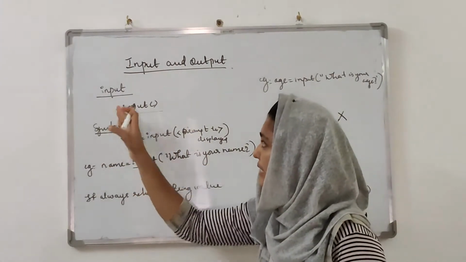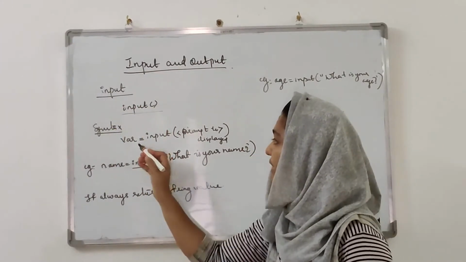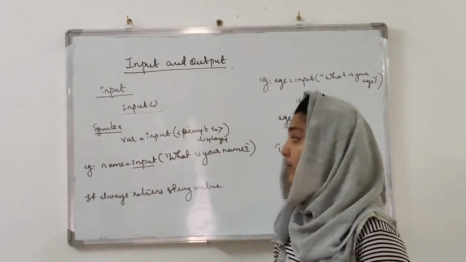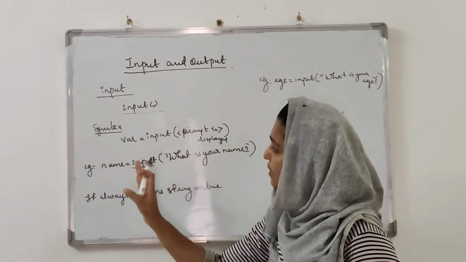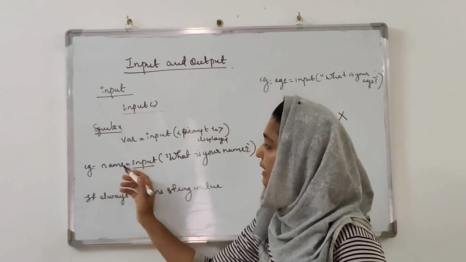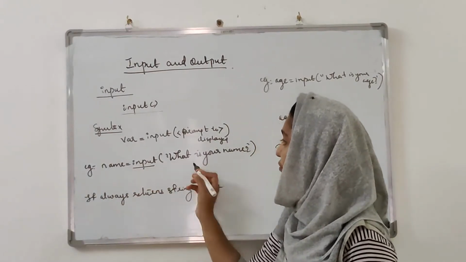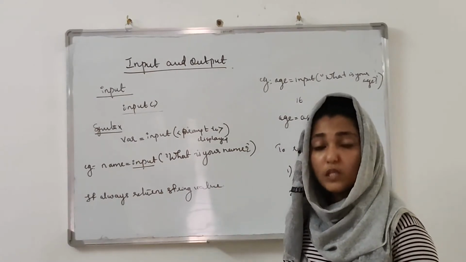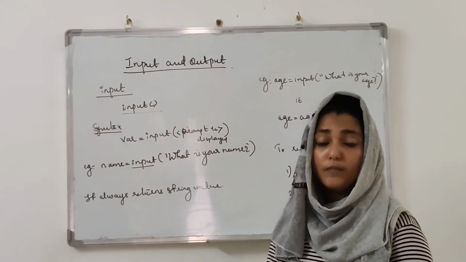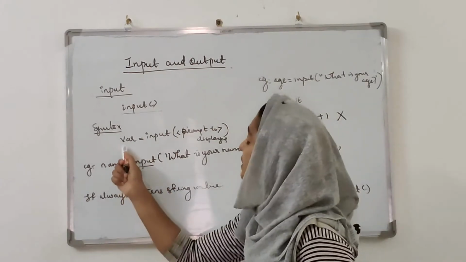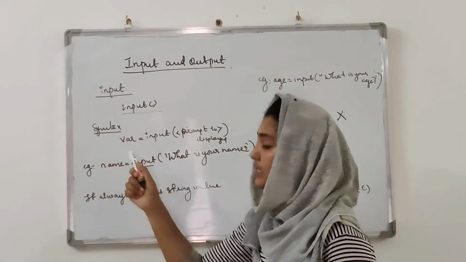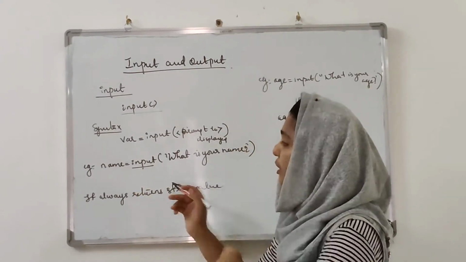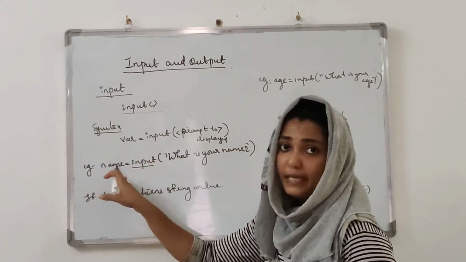Then what is the syntax of this input function? variable = input(prompt to be displayed). The syntax will be clear with the help of an example. name = input("What is your name"). The value that is fetched from the user, we need to store in some variable. That is denoted by variable. So here the value fetched from the user will be stored in the variable name.